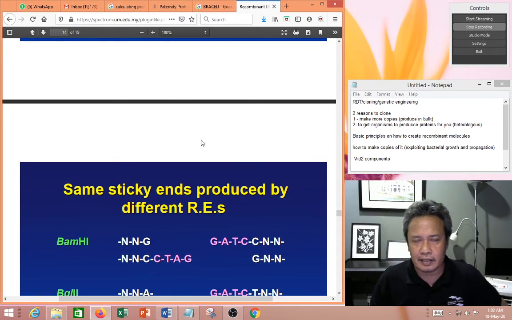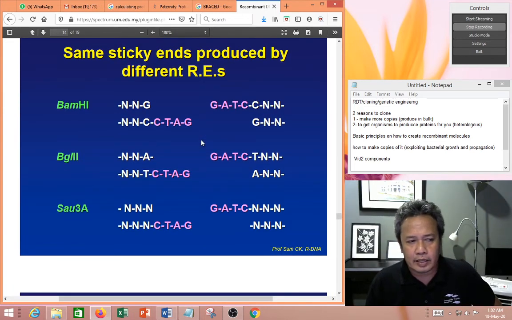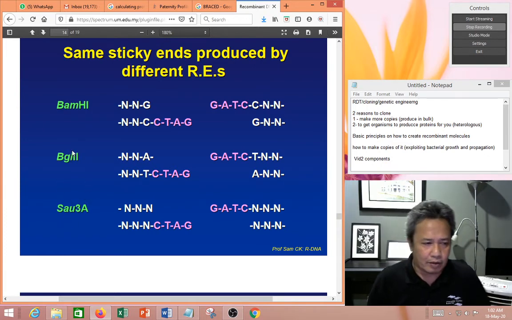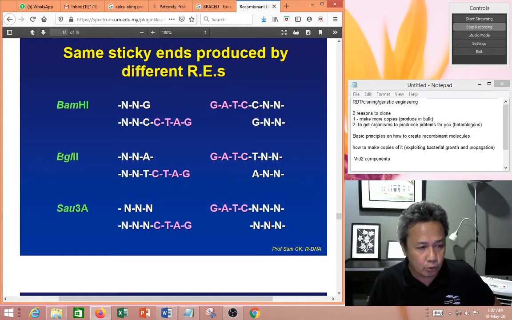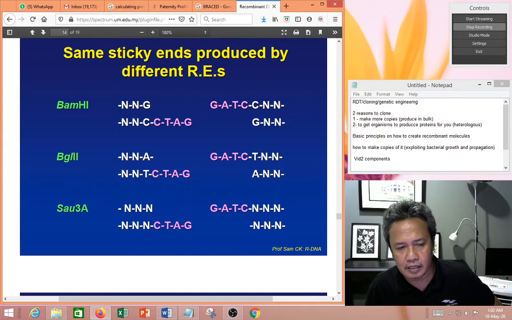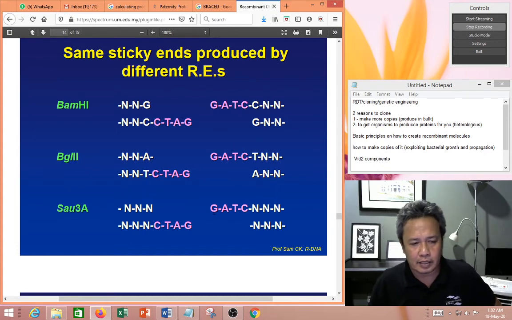Now, look at this. This is another thing you may consider if you're talking about cloning. If you do a lot of cloning, then this is very useful information. Look at these different enzymes: BamH1, BglII, and Sau3A1. Bgl, sometimes we call it BglII. So BamH1, the cutting site is GGATCC. BglII, the cutting site is AGATCT. And Sau3A1, the cutting site is GATC.